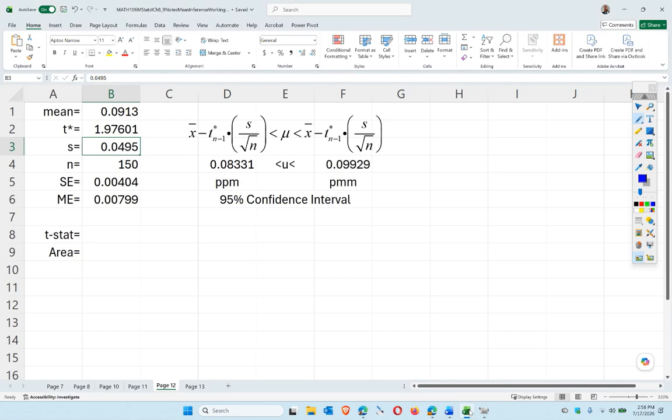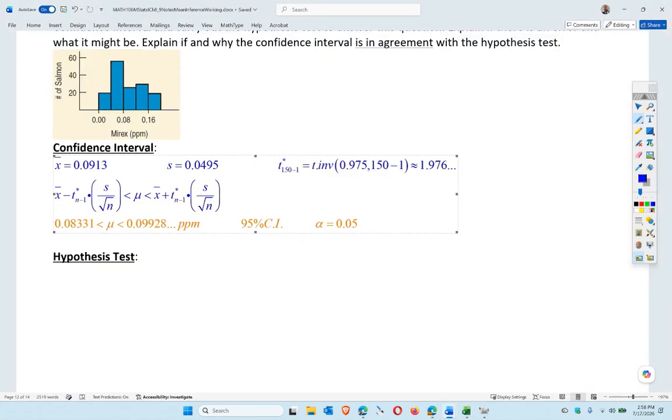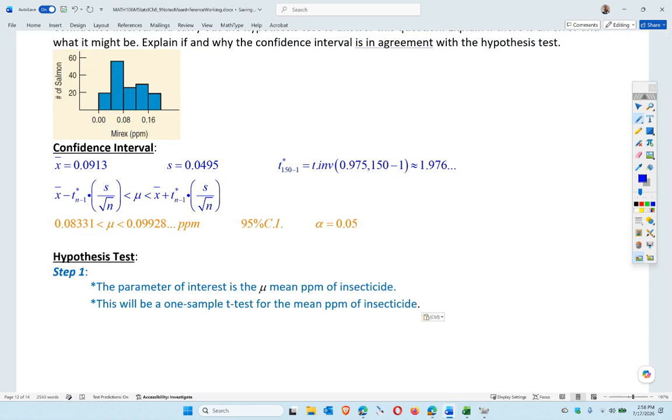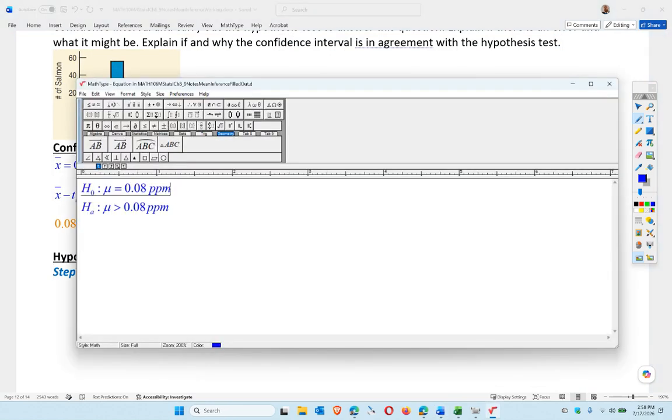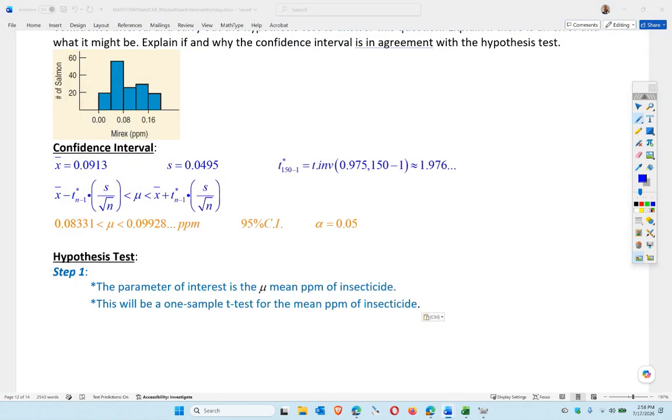It does match up. Okay, so we've got to do the hypothesis test now. So 0.08 is the government regulation. We want to be at or below that, correct? So therefore, if in fact I'm more than that, I have a problem, right? So if I'm more than that, I actually have a problem. Okay?